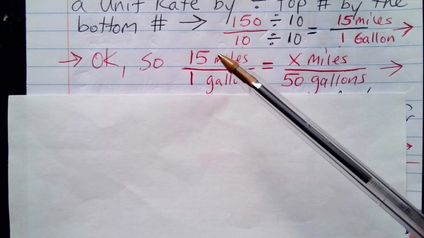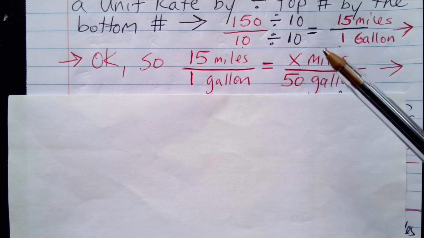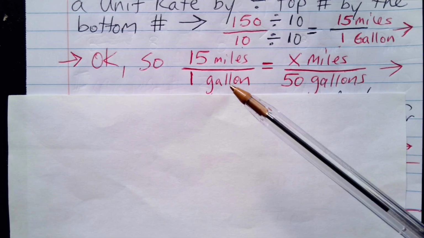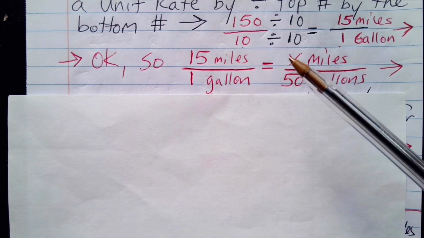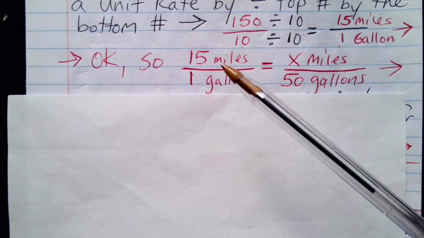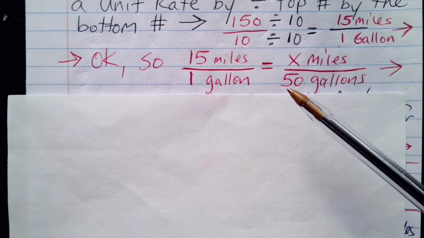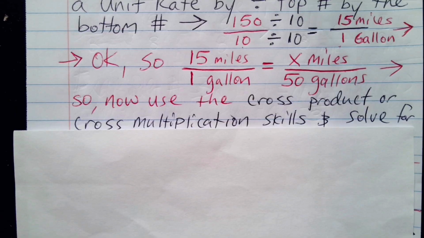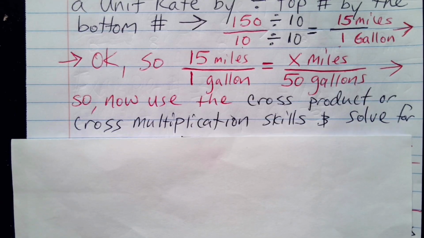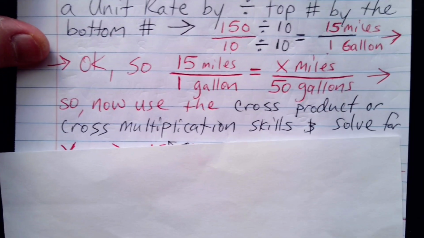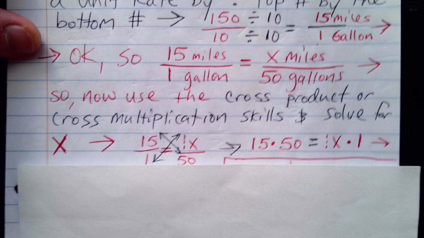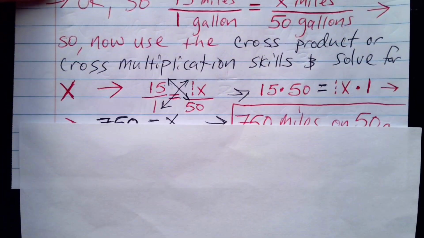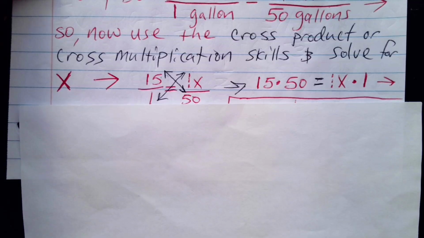And here you're going to perform a cross product, right? You're going to cross multiply. What is 1 times 1x? And then what is 15 times 50? Continue on. The cross product in order to solve for the x, right? So here I'm showing you the cross product.